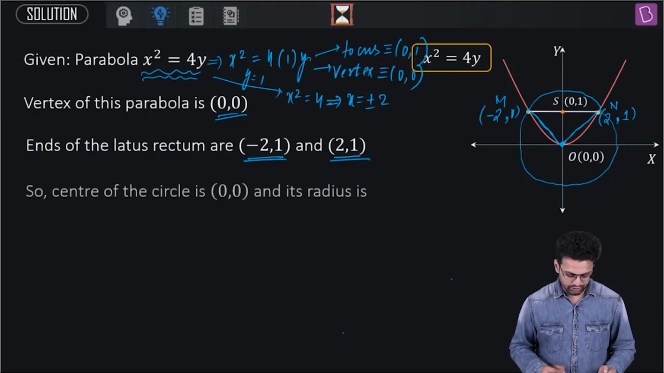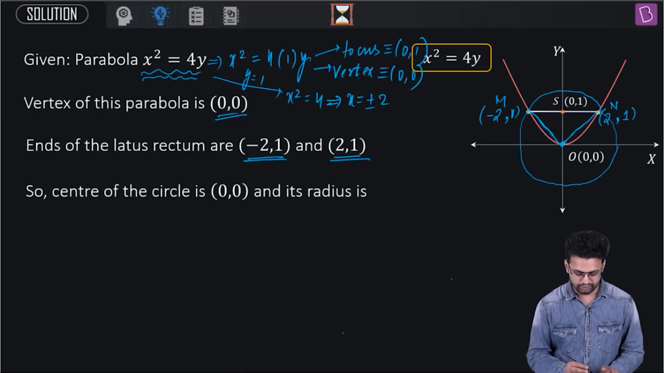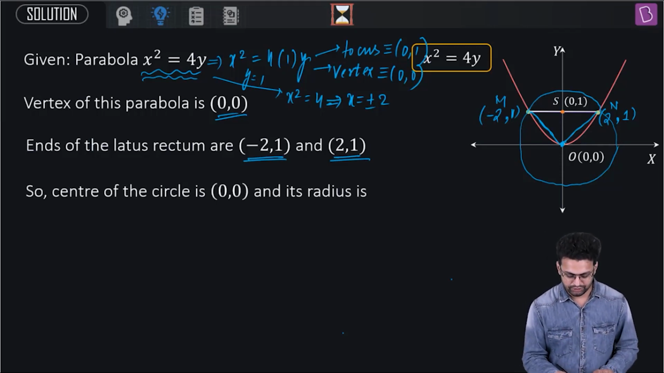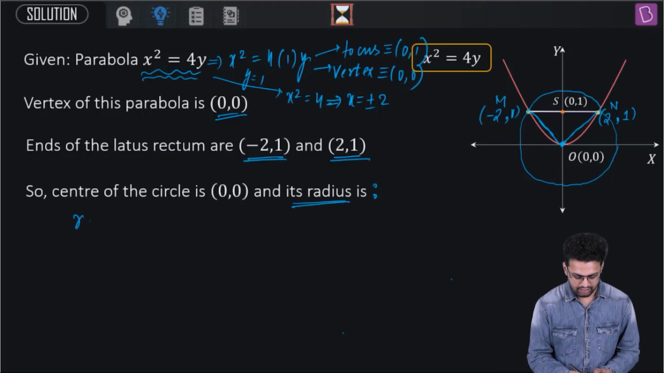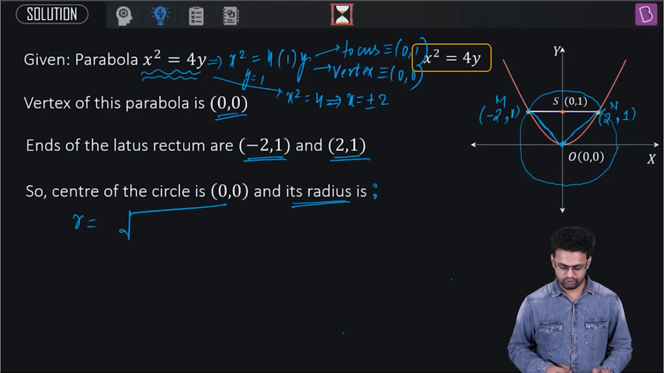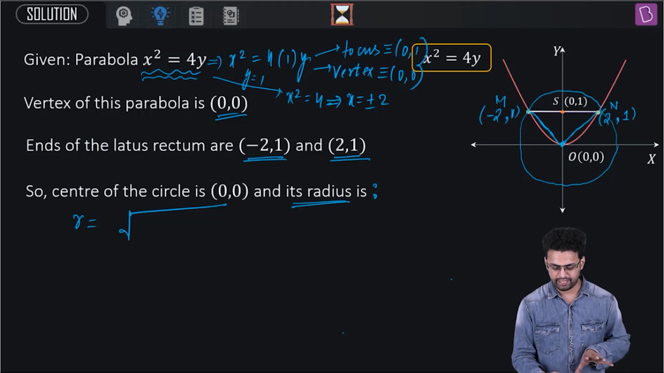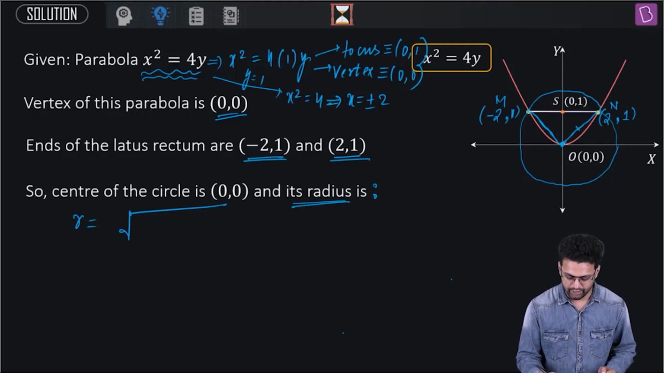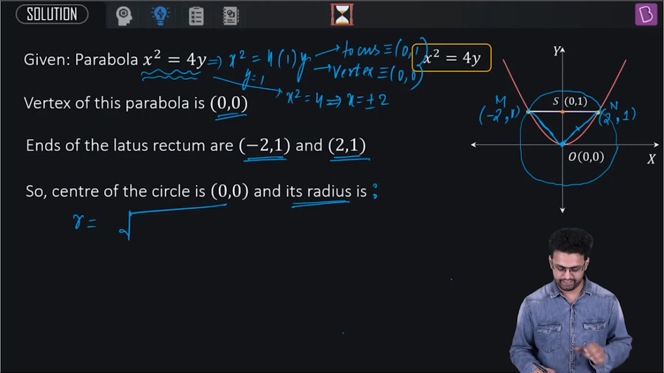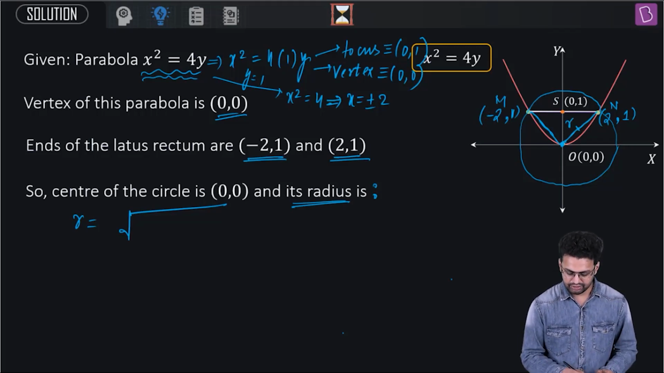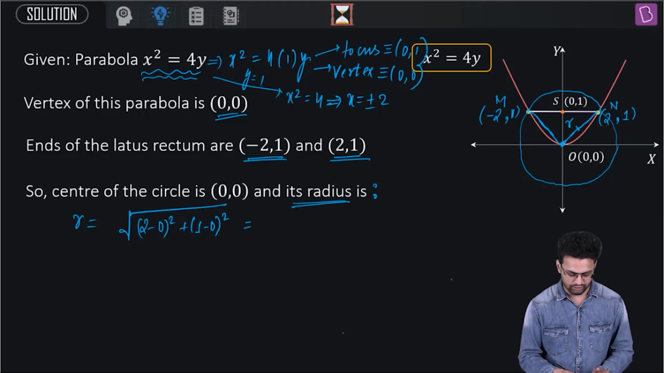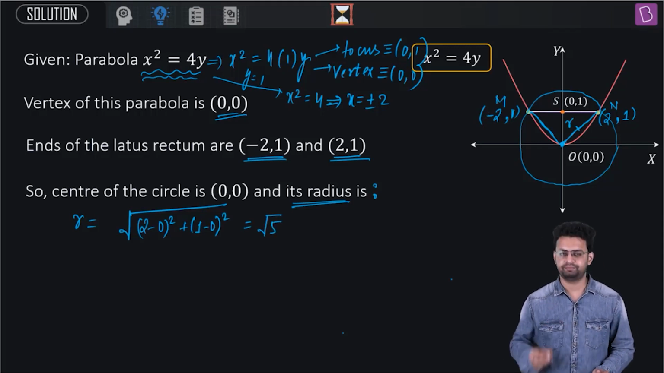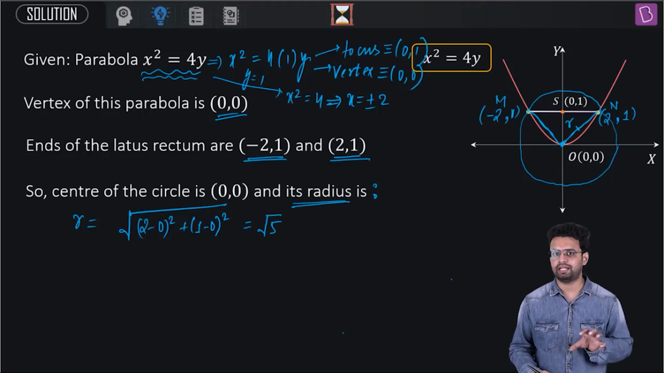So the center of the circle is 0 comma 0 and its radius I am assuming as R. So R is going to be root over, say for some time I'm calculating the distance ON. This distance I'm calculating, which is the radius, which is R here. So R is equal to root over 2 minus 0 whole square plus 1 minus 0 whole square. I've just used the distance formula. What I've got is root 5. So the radius of the circle is coming out to be root 5.